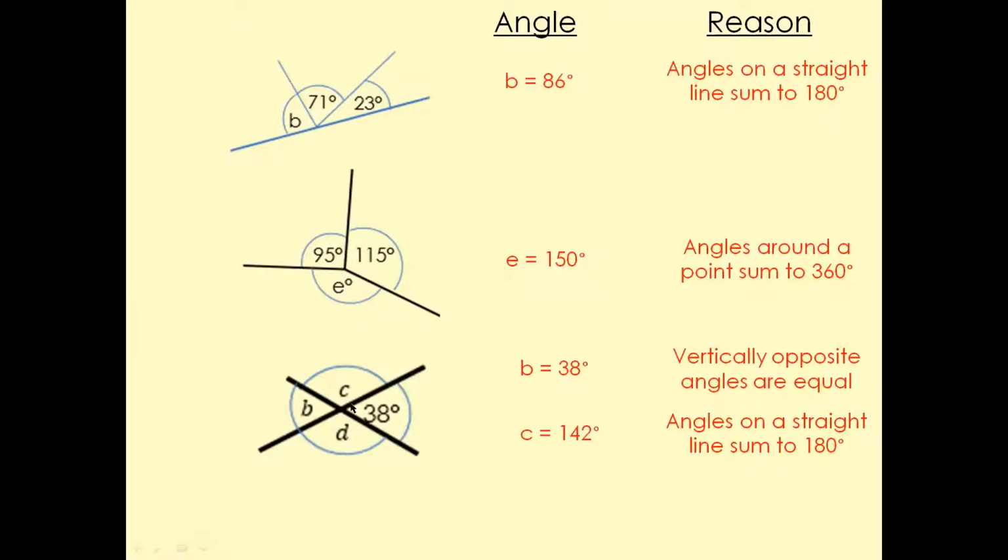Again, if you go with that, you have to write the reason that vertically opposite angles are always equal if you want to go that way. So once you find one, then the other angle is going to be 142 degrees. Again, the reason for that is vertically opposite angles are equal.